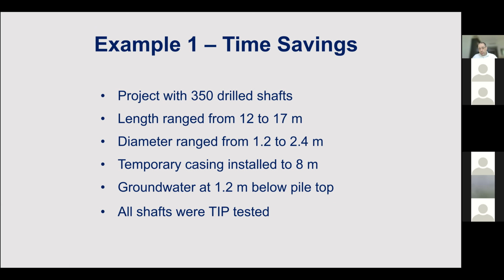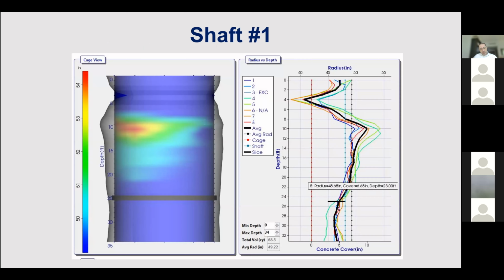The groundwater table was at 1.2 meters, and the contractor decided he was going to test all shafts using thermal because of the fast-track nature of the project. Unfortunately, problems started showing in shaft number 1 around 4 feet, 1.2 meters. There's something definitely not correct. This line shows the cage reinforcement line. If you have an anomaly that is not only not complying with the cover, but also exposing the steel cage, it is definitely not acceptable.